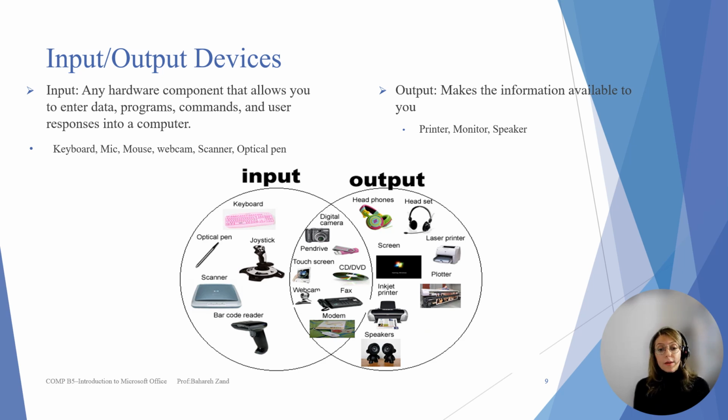Some devices can be both input and output devices. Think about it. If you have a touch screen, you can enter your commands into the computer using that touch screen. That makes it an input device. But on the other hand, you can also view what is made available to you. That makes it an output device. So there are some devices that can be both input and output devices.